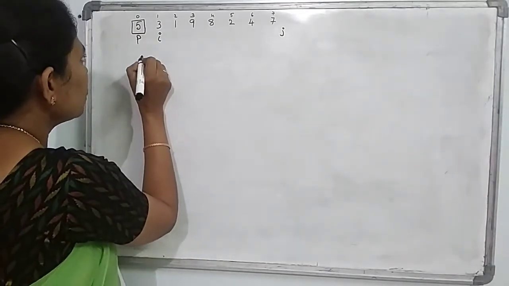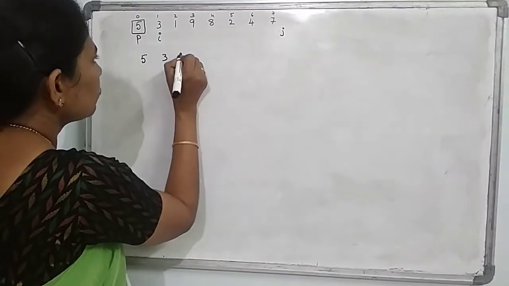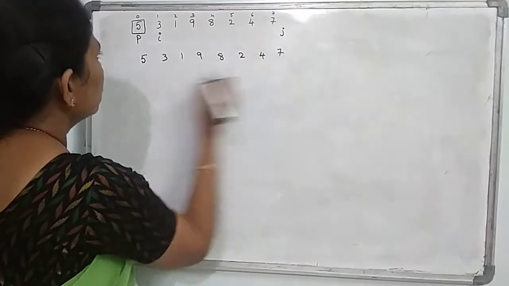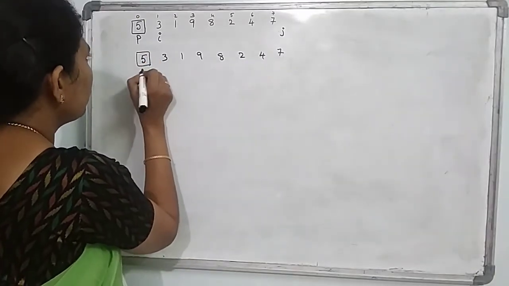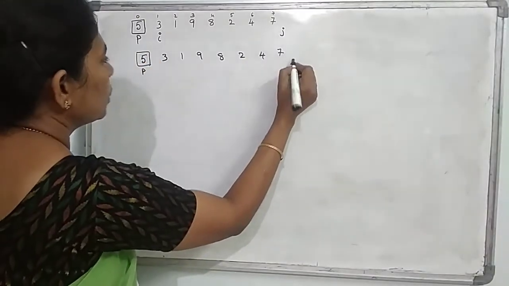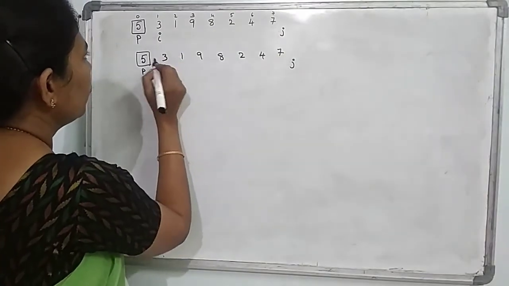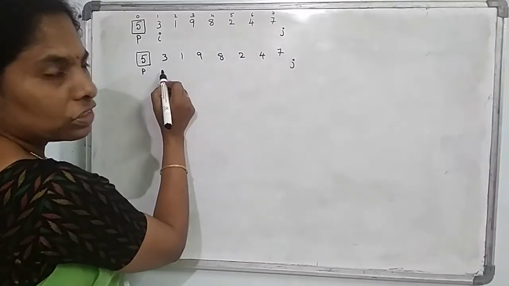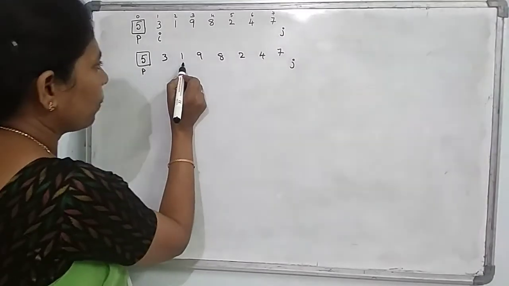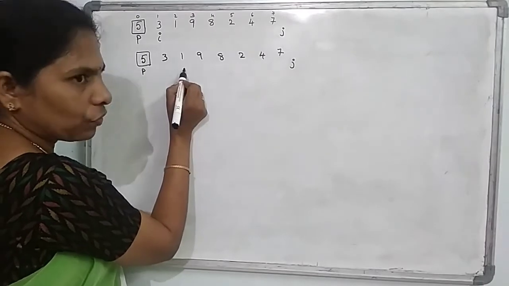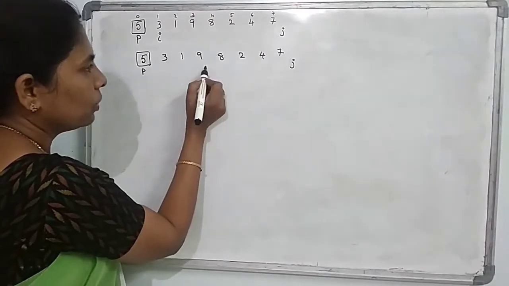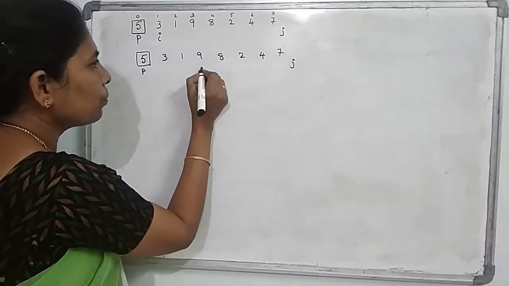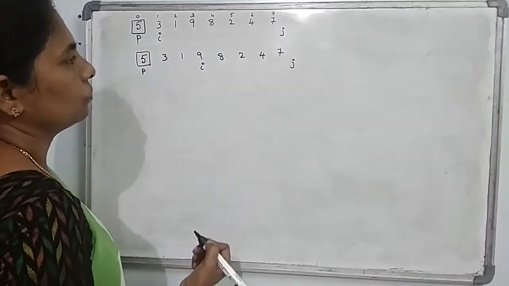So now I am taking the same array. So this is the P value and this is the J value. Initially I is 3. Compare 5 and 3. 3 is less than 5. So you can skip to the next element, 1. 1 is less than 5. Again you can skip that one. Next one is 9. So 9 is greater than 5. Now you can stop the process of I.